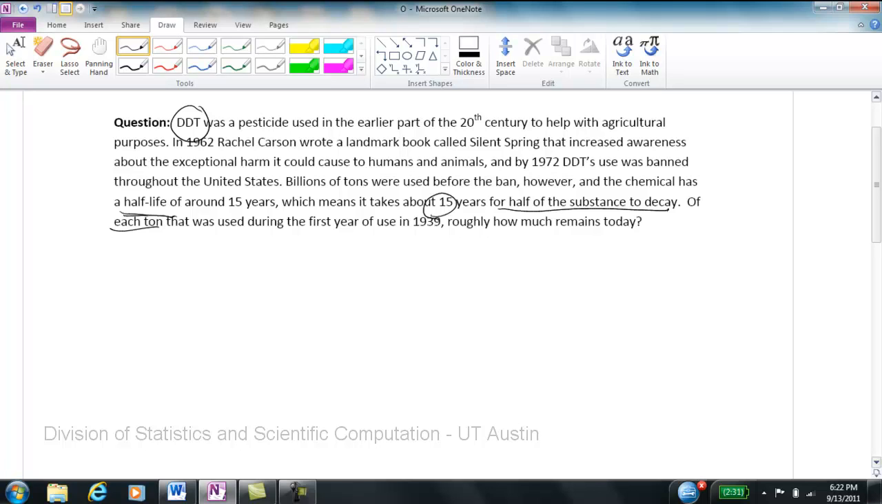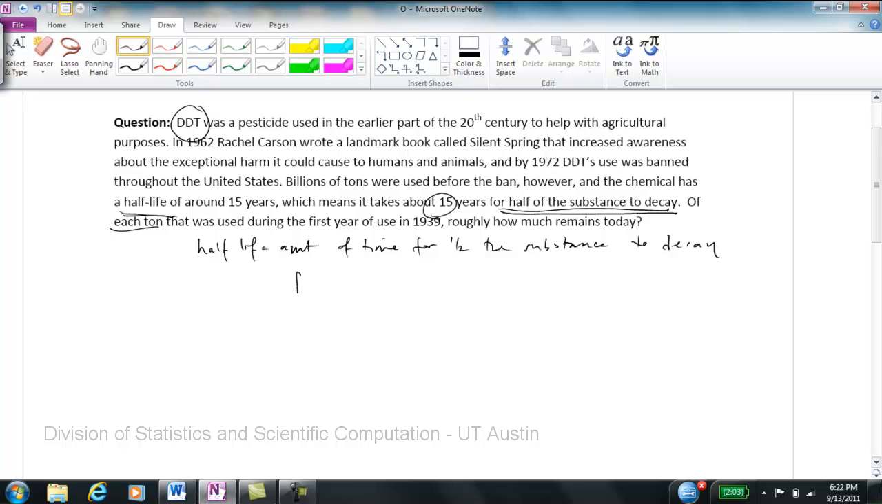We know that what we're looking for here is a half-life. And a half-life is the amount of time for half of the substance to decay. So every time that half-life is repeated, that amount of time, another half is gone.